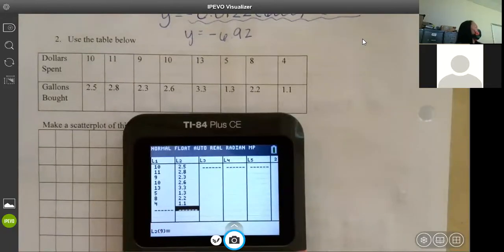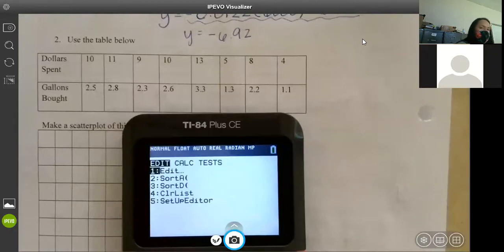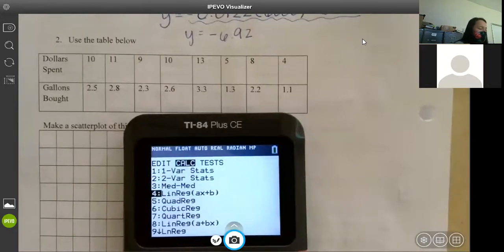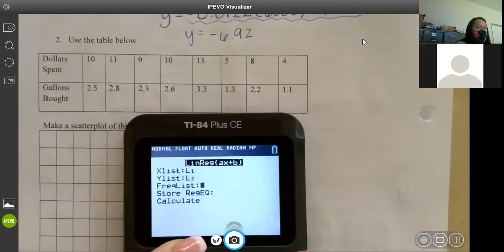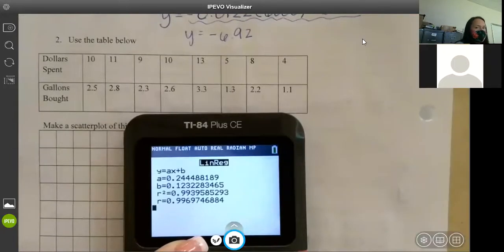Remember, your chart should match up at the bottom. Otherwise, what I'm saying is your 4 and your 1.1 should be next to each other. If they're not, you did something wrong. From here, remember, we do stat, calc, linear regression. So stat, over to calc, and number 4, it's going to ask you a bunch of questions. You just keep hitting enter. None of that matters to you.